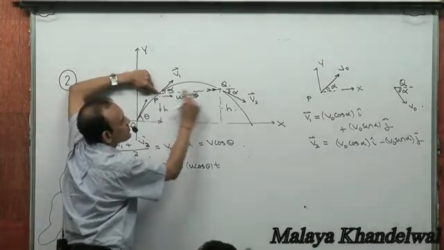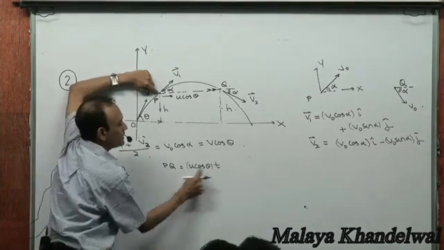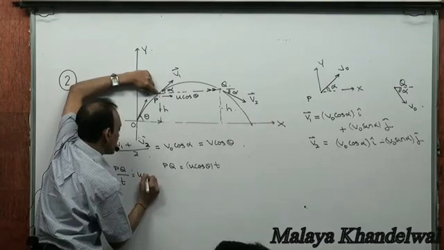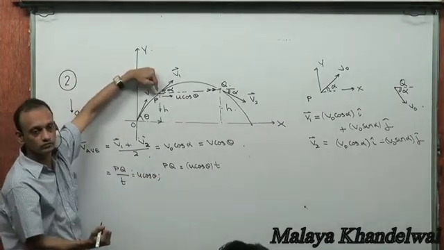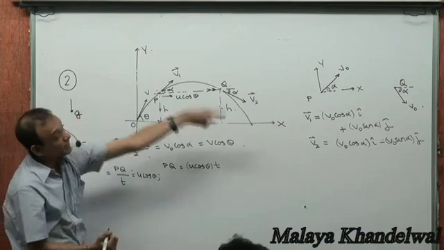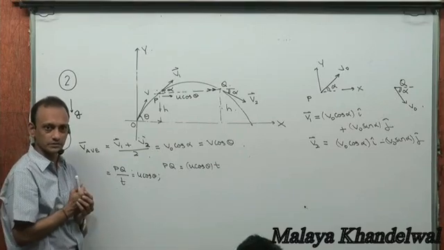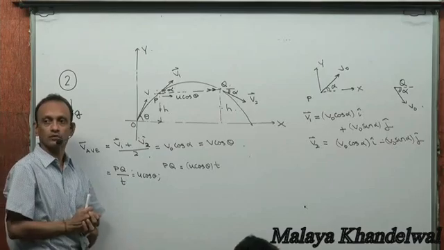What is the average velocity from P to Q? Total displacement PQ by total time taken T, which is U cos theta. So PQ by T, which is U cos theta, that's the average velocity from P to Q. Evaluate that yourself. That was not required. This is a lot better, right? Didn't understand?